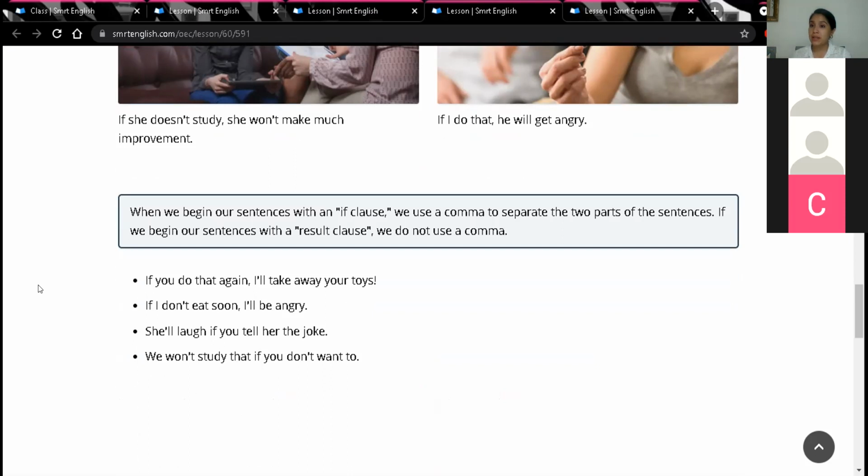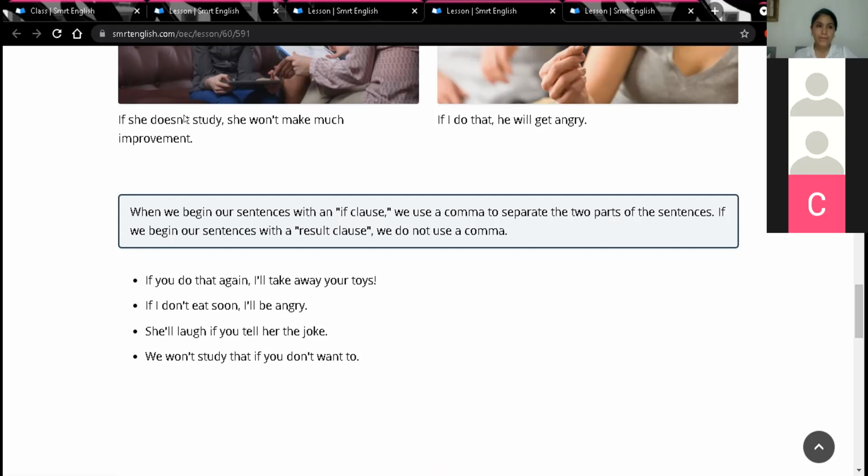But if I'm writing it, and if I start with the if clause, I have to separate them both with a comma. And if I'm starting with the result clause, in this case with the will clause, I don't have to. I mean, it's not necessary. For example, Carlos, can you help me to read these examples, please?